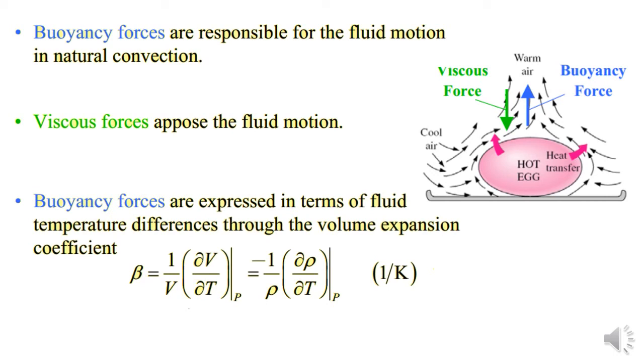Buoyancy forces are expressed in terms of fluid temperature differences through the volume expansion coefficient beta. As you can see, it depends on the volume and temperature, and it can also depend on the density and temperature, and the unit is 1 over K, or Kelvin.